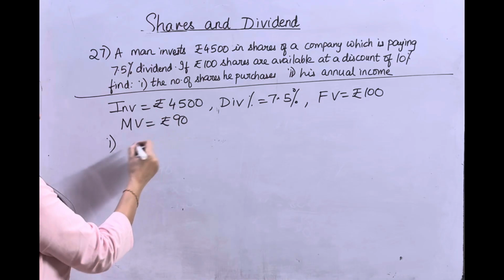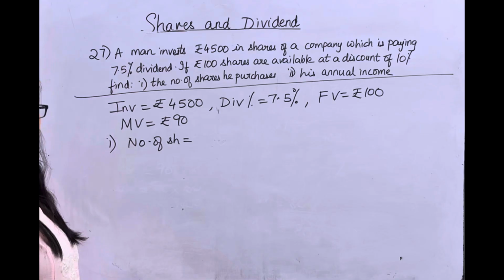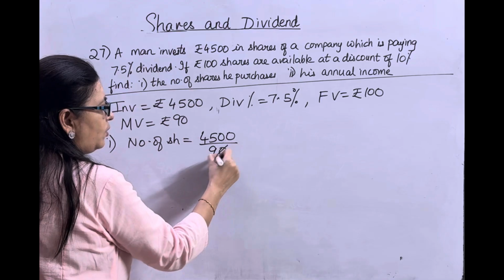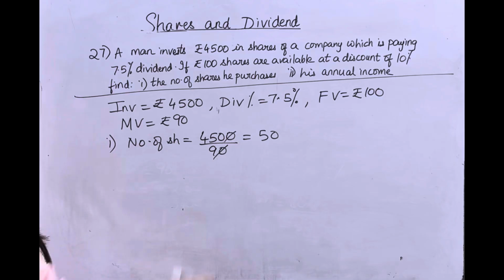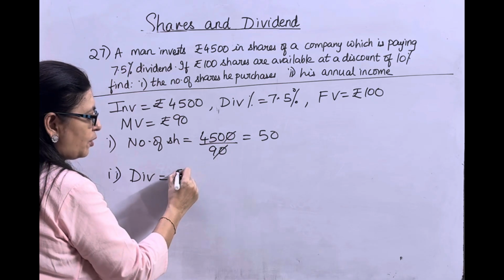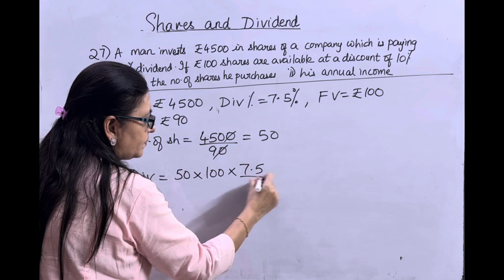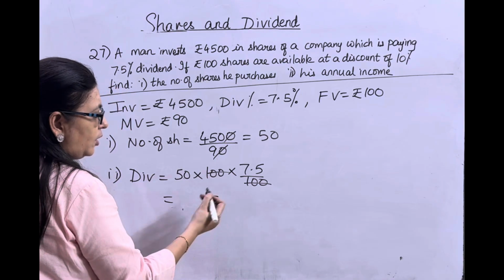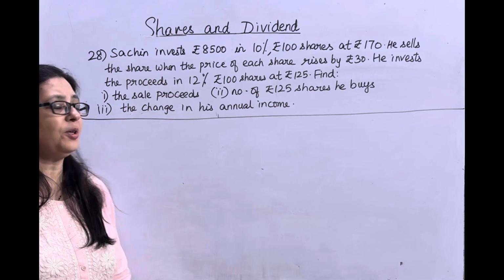So how do you find the number of shares? Number of shares is equal to investment upon market value. Investment is 4,500 divided by market value 90, so the number of shares is 50 shares. Second one, his annual income. So income means dividend. Dividend is number of shares into face value into dividend percent. This is the dividend.